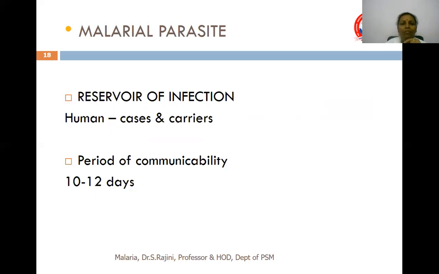So now what about the malarial parasite? Reservoir of infection. Who are the persons acting as a source of the infection? Humans, who act as cases and carriers. So he is a case. Period of communicability is 10 to 12 days.